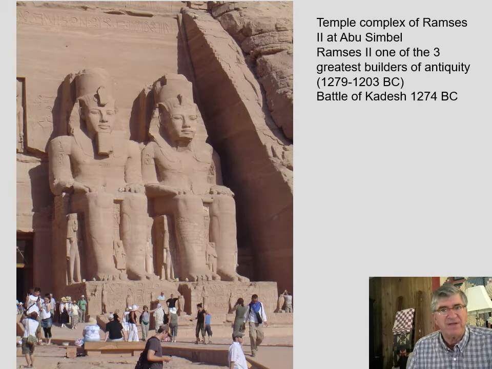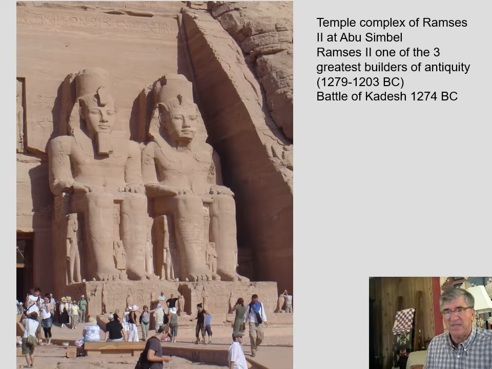He was the great pharaoh that fought the Hittite king Muwatalli at the Battle of Kadesh in 1274, creating a standoff between the Hittites and the Egyptians just prior to the beginnings of the collapse of the Bronze Age. Ramses II is generally recognized as one of the three greatest builders of all antiquity. He built the big military capital of Pi-Ramses out on the edge of the Sinai, and he built the great temple of Abu Simbel up in the Aswan region of the Nile.